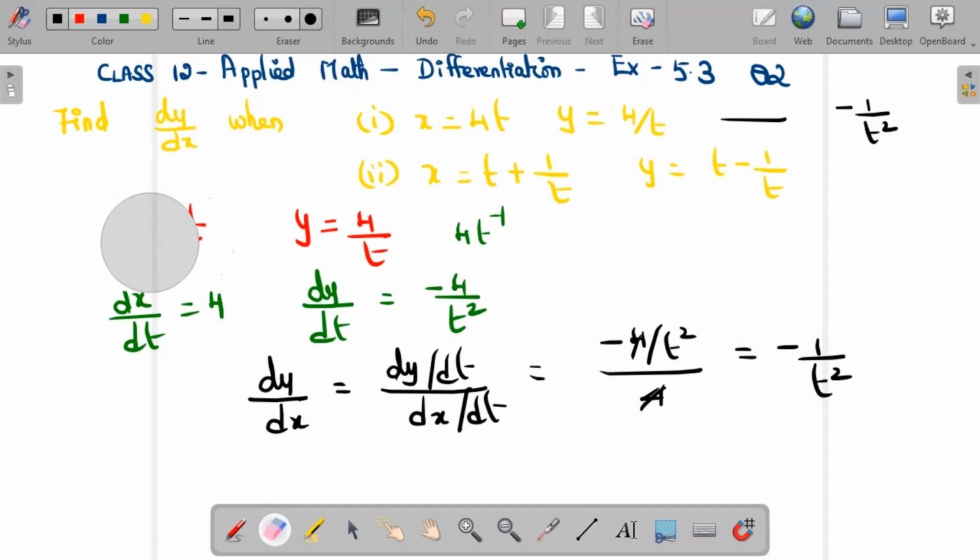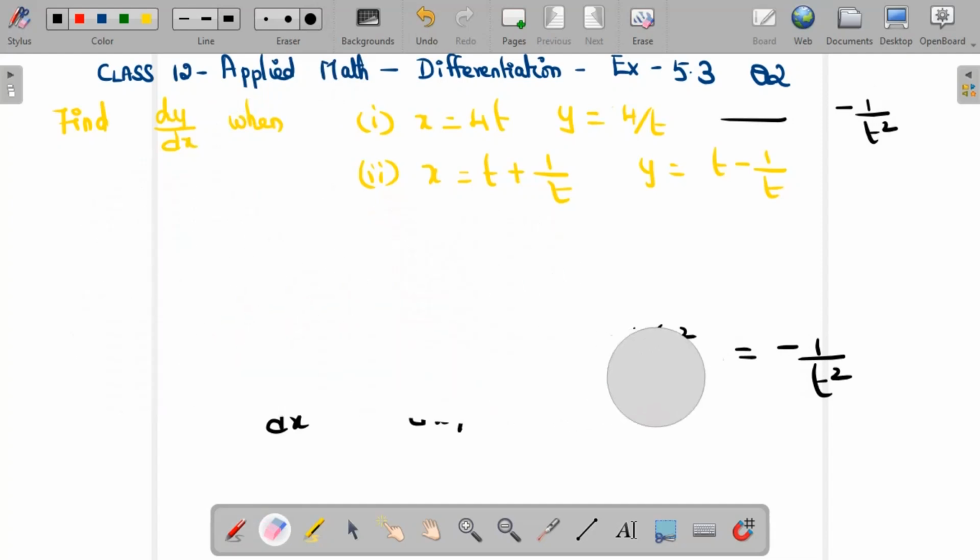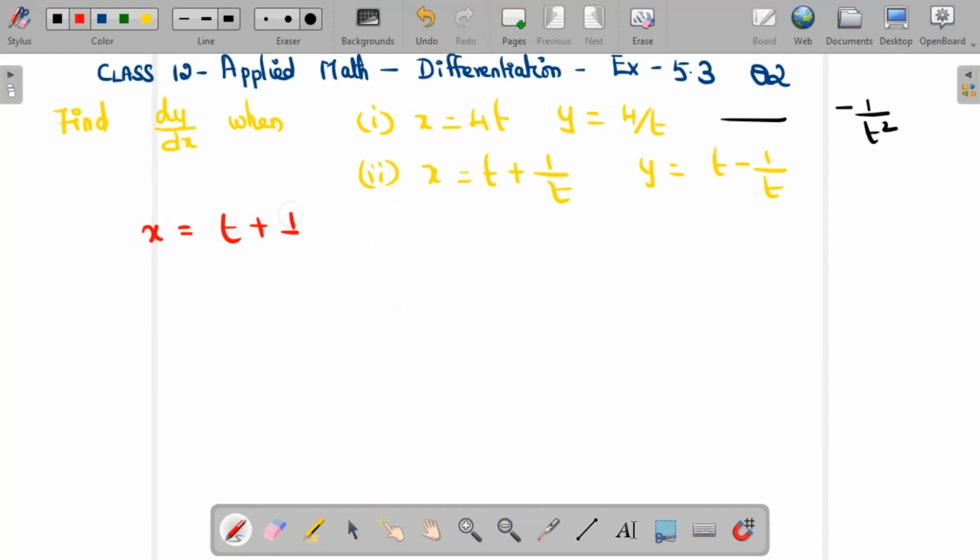Now let's take up the second subdivision. Here x is equal to t plus 1 by t, and y is equal to t minus 1 by t. Let's compute dx by dt. So dx by dt is equal to 1 minus 1 by t square. Differentiation of 1 by t is minus 1 by t square.